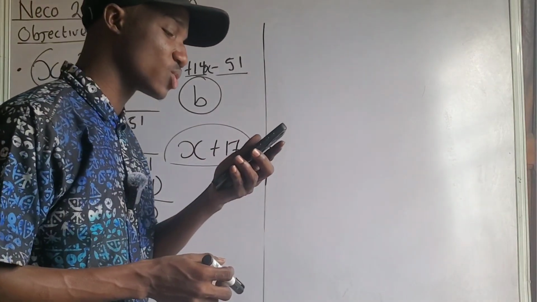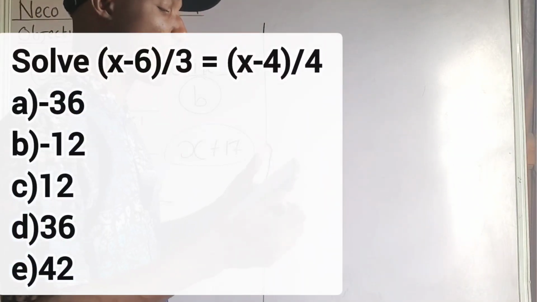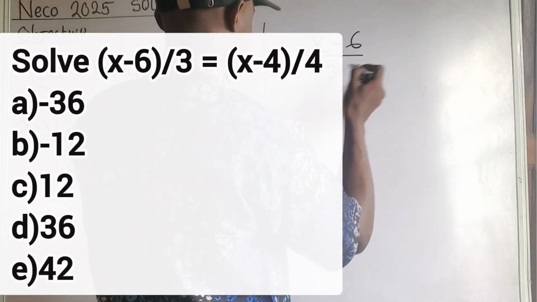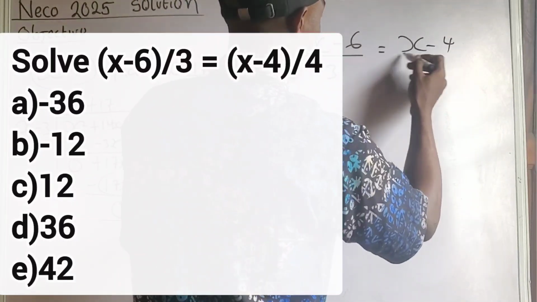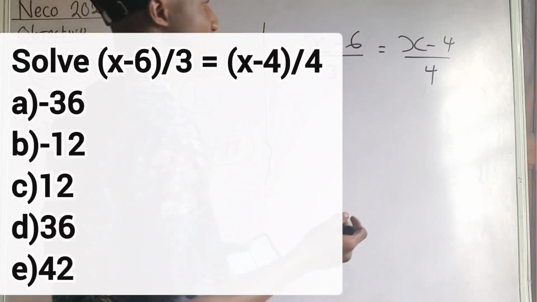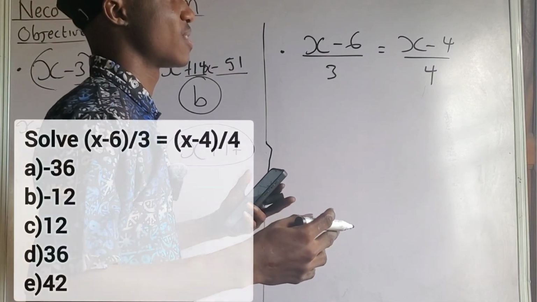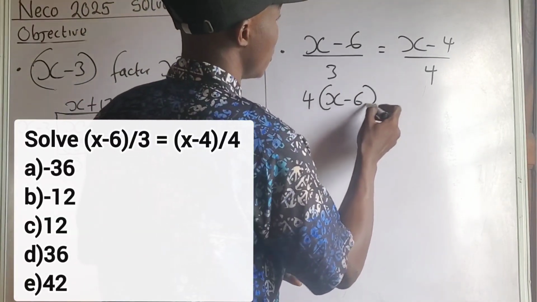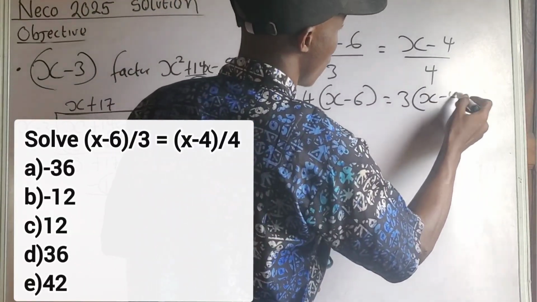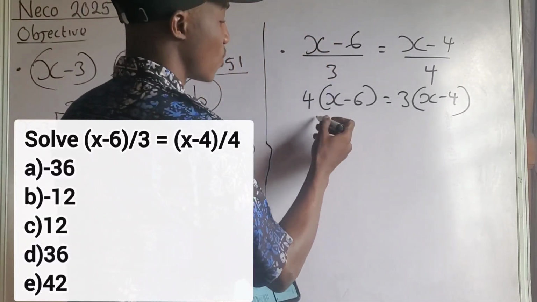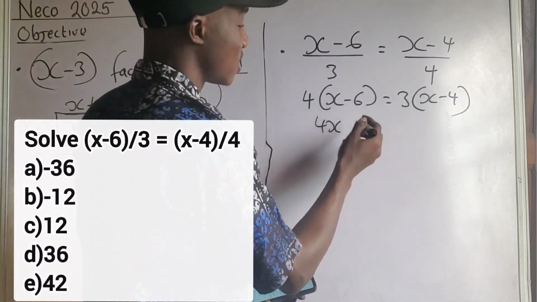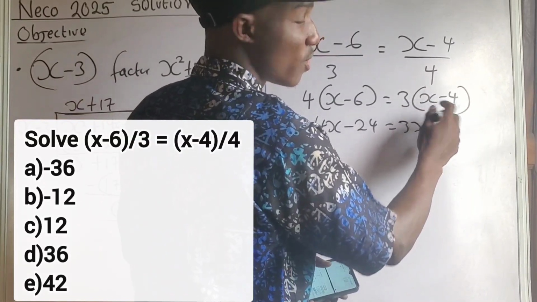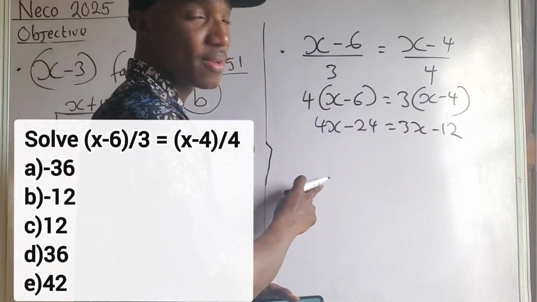Solve (x minus 6) over 3 equals (x minus 4) over 4. We are asked to solve (x minus 6) over 3 equals (x minus 4) over 4. Okay, to solve this question, all you have to do is cross multiply first. I'm going to have 4 multiplied by x minus 6 equals 3 multiplied by x minus 4. Do you understand? 4 times x is what? 4x. 4 times negative 6, that is what? Negative 24, equals 3 times x, that is what? 3x. 3 times negative 4, that is what? Minus 12.